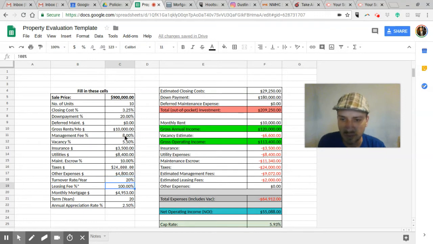So leasing fee, if you get a discount from your property management company or whatever, you're going to want to adjust that there as well.